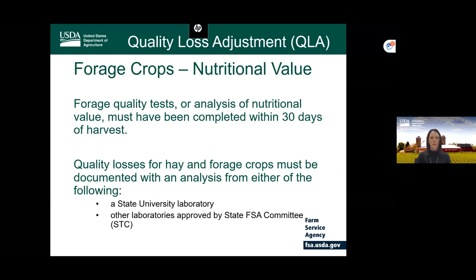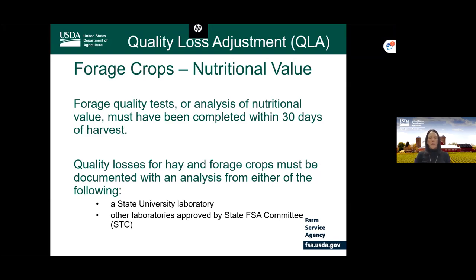The next section we'll get into is forage crops, which is based on nutritional value. Forage quality tests or analysis of nutritional value must have been completed within 30 days of harvest. Again, with this, and under the non-forage crops, if you have crops that were tested outside that 30 calendar days, we want you to contact your county office to see if it is acceptable or not. But the general rule is that those tests need to be within 30 days.